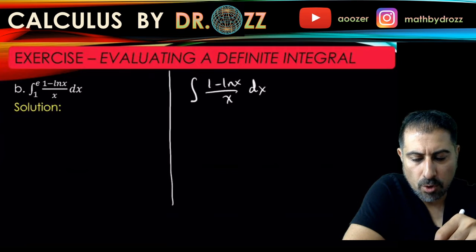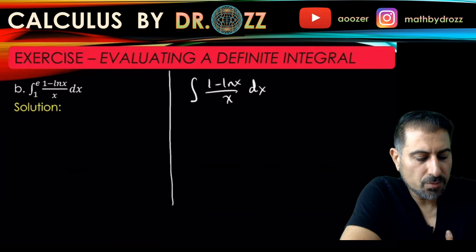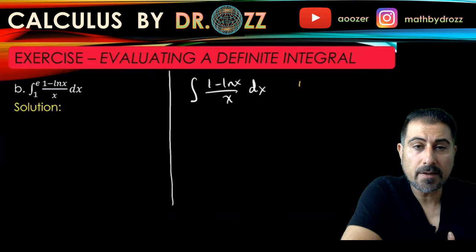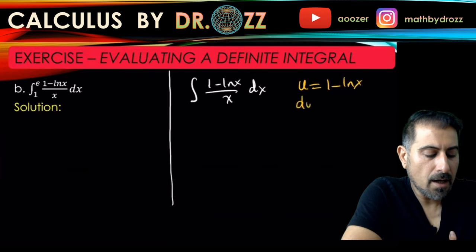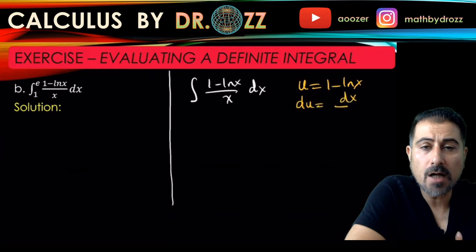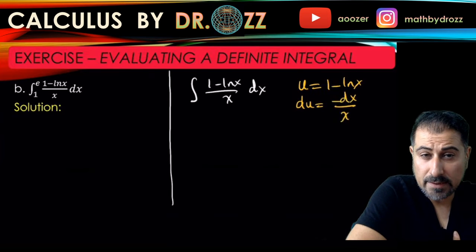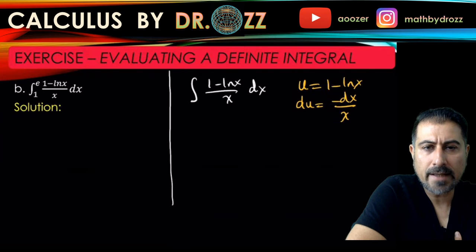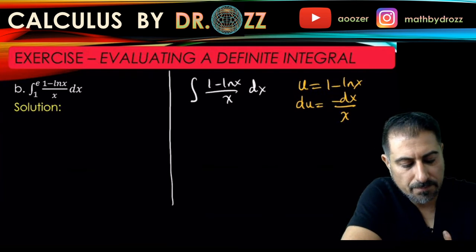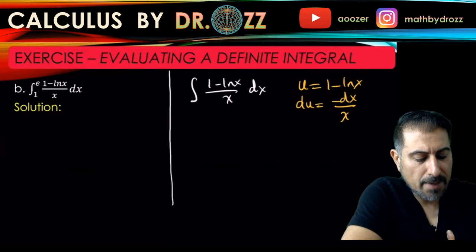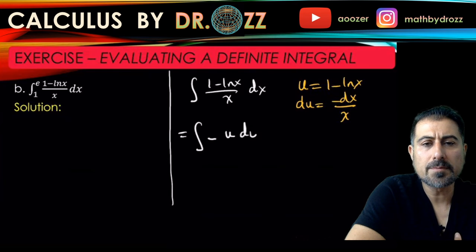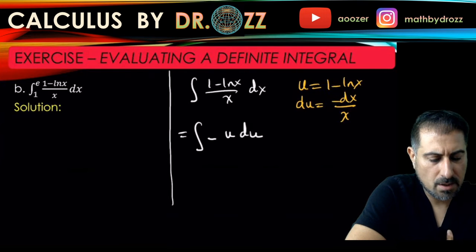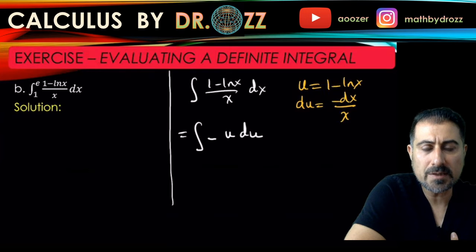So why don't we call u to be 1 minus ln x, so that in one shot we can take the derivative of that and we get minus dx over x. So I can replace dx over x by negative du. So I have minus u du. So u substitution in this problem, in one shot, converts that integral to something that we can easily integrate.